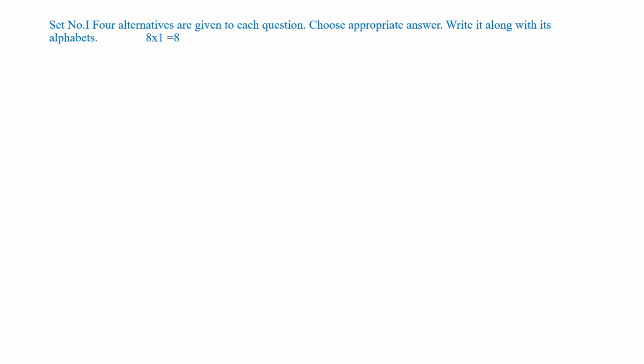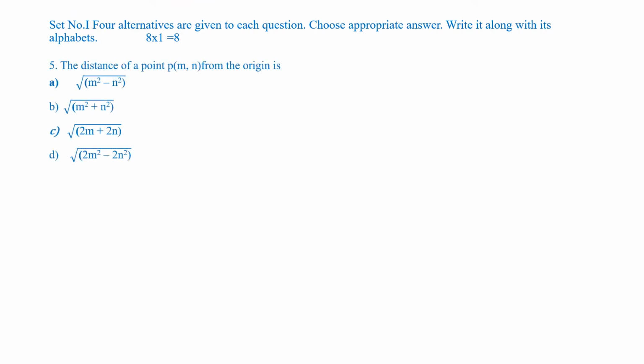So, we will continue with set number 1 and question number 5. It reads, the distance of a point P with coordinates (m, n) from the origin is, and he has given 4 options: m square minus n square, under root m square plus n square, n square under root 2m plus 2n, and under root 2m square minus 2n square.